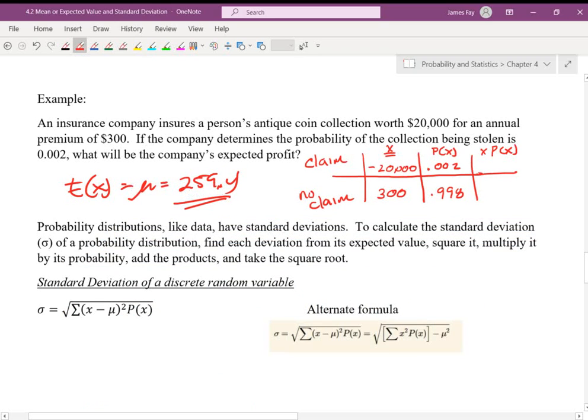Okay, meaning, if we have coin collection after coin collection after coin collection insured underneath this company, they are making $259.4 off of every single policy. Does that make sense? It's because some policies they're going to make $300 off of in a year, but some policies they're going to lose $20,000. But the ones that they make $300 off, there's a whole lot more of those than there are losses because of the probabilities that are there. Does that kind of make sense?